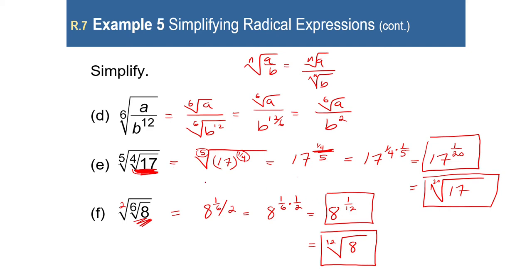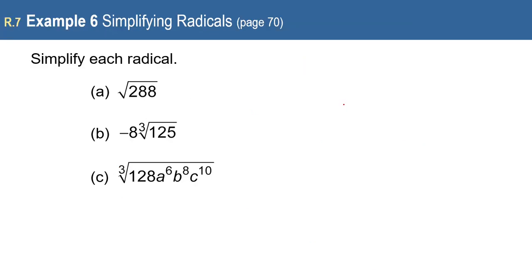Now you might have also noticed that if you multiply 5 times 4, we get the 20, and if we multiply 2 times 6, we get the 12. So that's also another way to do these types of problems. In example 6, I'm going to do it in a slightly different technique than in the textbook.